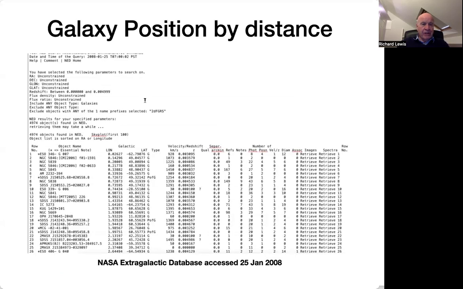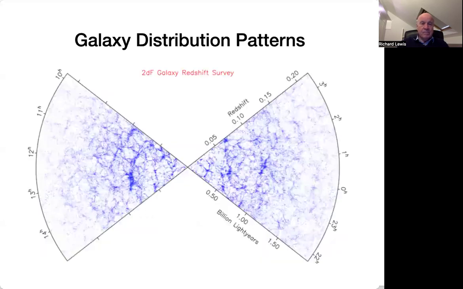Now, this is just a reference showing the actual data as downloaded from the NASA Extragalactic Database, and each one of these lines of data represents one galaxy. And that was accessed in January 2008. We'd also like to be able to explain some of the features of galaxy distribution, in particular the voids that appear. And this is a plot of the 2dF Galaxy Redshift Survey, and you can see there's a certain texture to galaxy positions which we'd like to be able to explain.